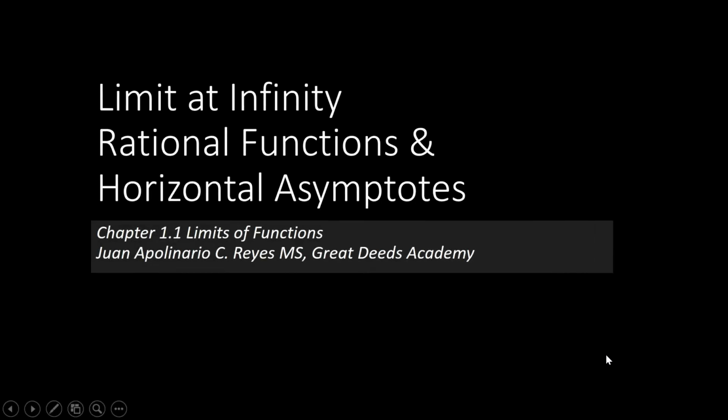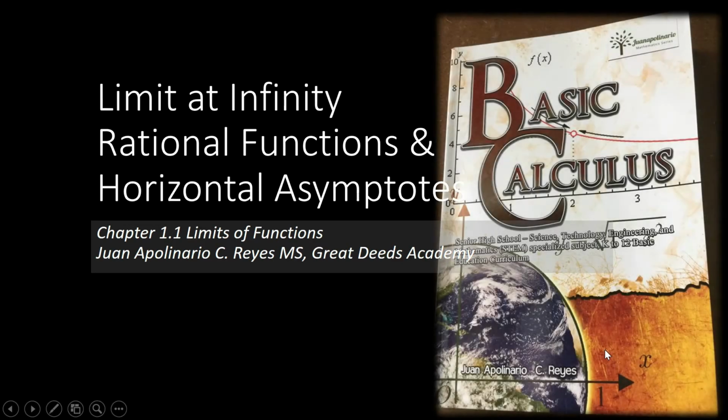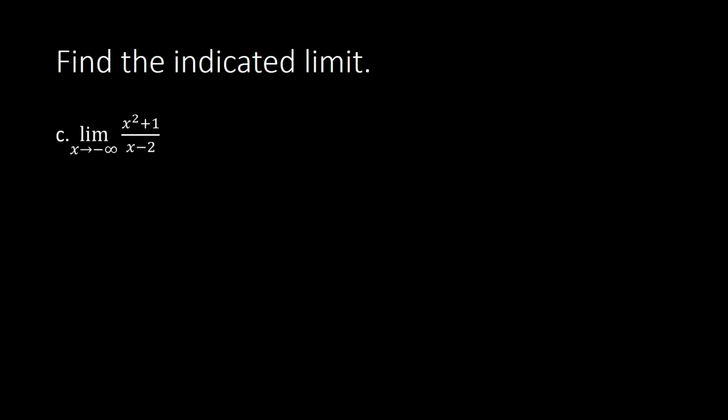We are still into finding the limit of functions as x approaches infinity, and we are concerned with horizontal asymptotes. Let us get the limit of (x squared plus 1) divided by (x minus 1) as x approaches negative infinity.